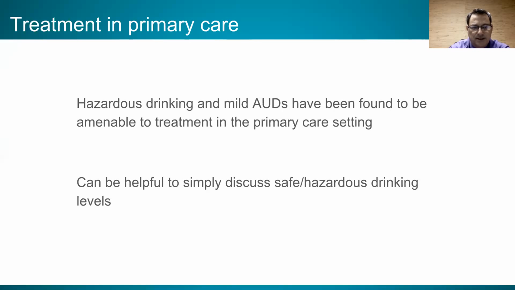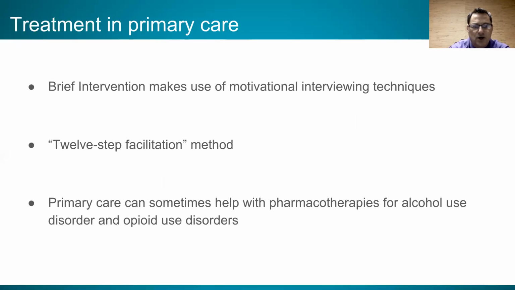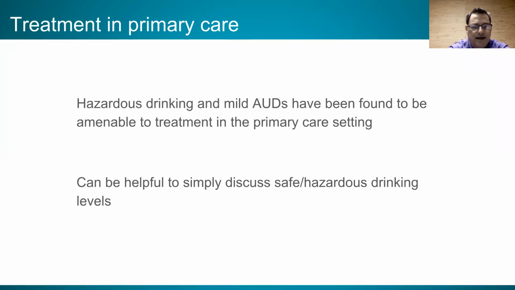Just as a guide, more than 14 drinks per week for males is considered hazardous drinking. More than 7 per week for females is likewise considered hazardous drinking. There are other levels based on other time frames, but that's a pretty good one to remember.